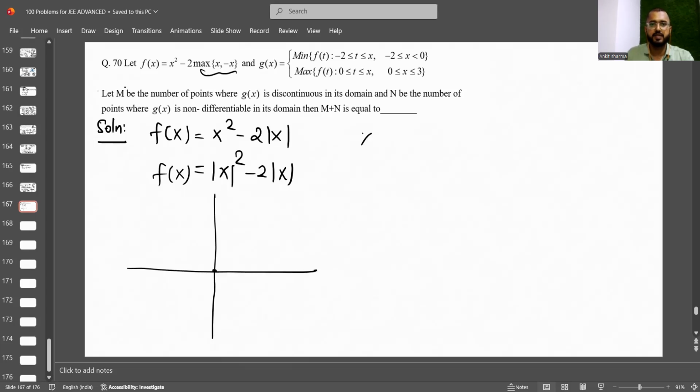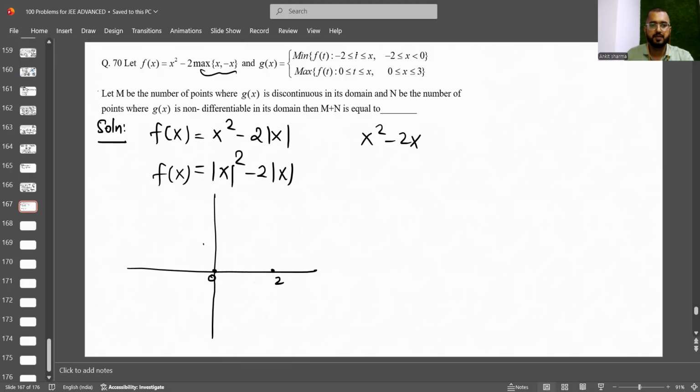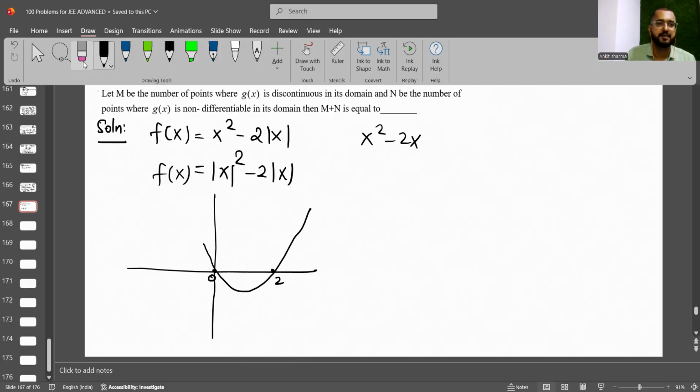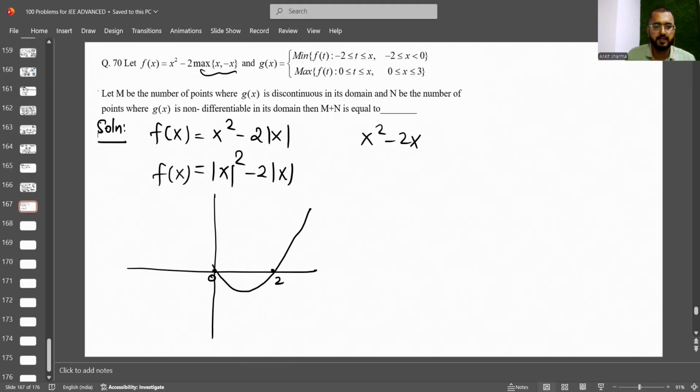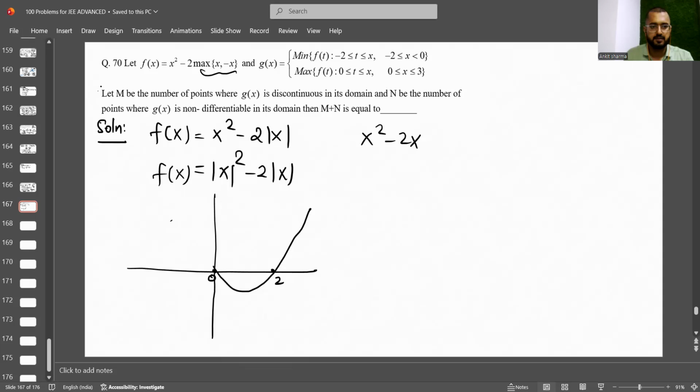So I have x square minus 2x. If I plot it, the zeros are at 0 and 2. So for 0 and 2, I'll just plot the graph. It would go somewhat like this. And then we'll take the reflection. While taking the reflection, the negative part of x should be ignored. If I ignore this much, then we take the reflection. If I take the reflection now, this gives me something like this.